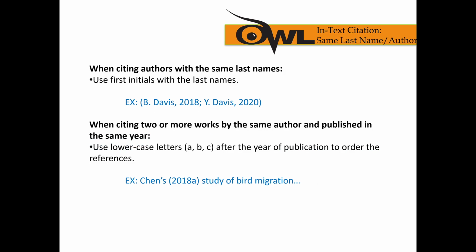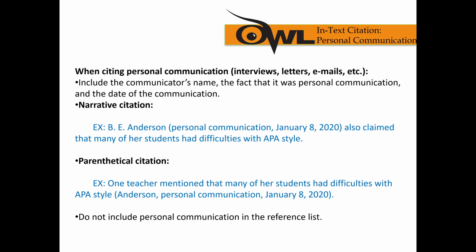Okay, let's say, for example, you have one author who published multiple things in the same year. Really hardworking person, right? This happens with very prolific authors. It doesn't happen too often, but let's say, for example, Chen published 3 different articles in 2018. You're just going to label them A, B, or C. And then in your reference list as well, it would be specified to match A, B, or C in your reference list. All right.